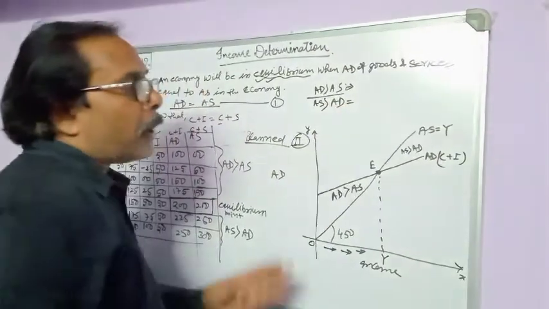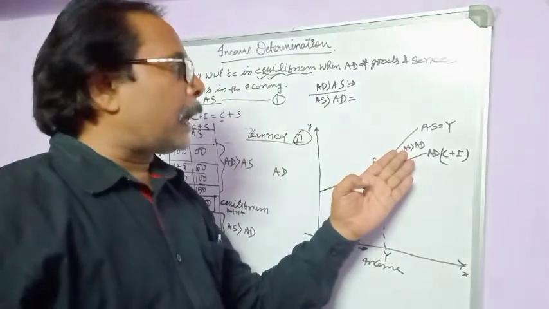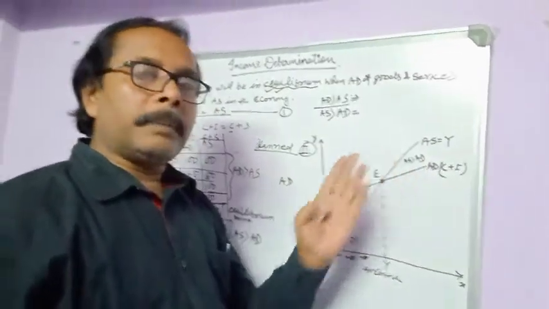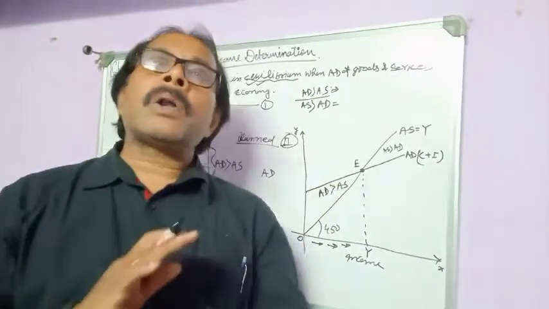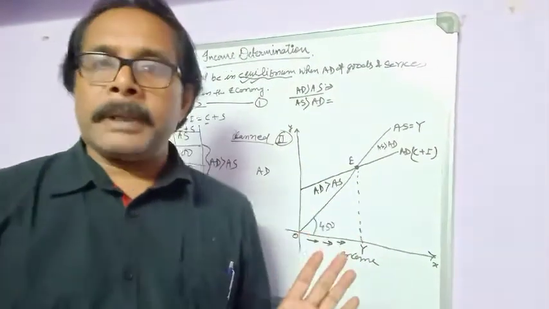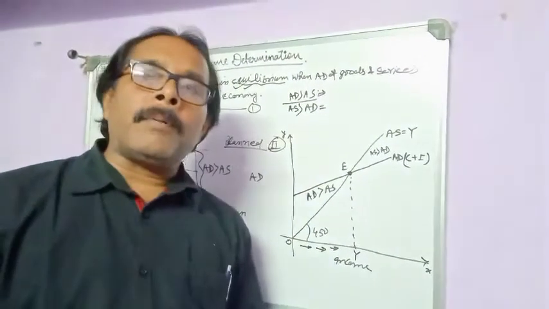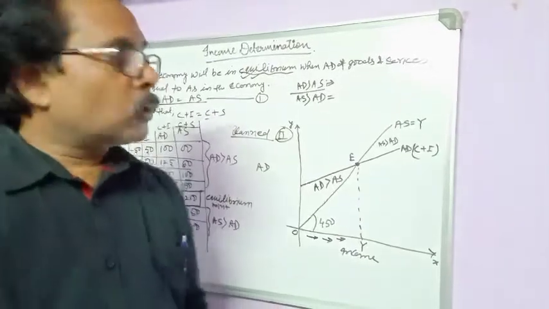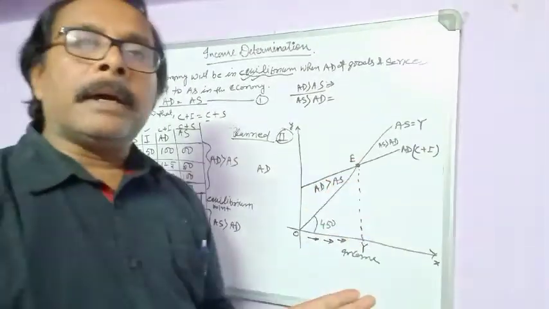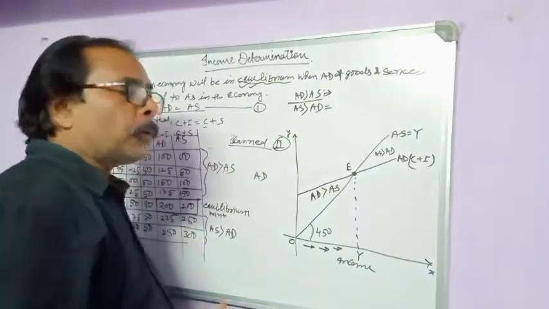If we discuss AS is greater than AD, then what do we find? We find that AS, meaning aggregate supply, is more than aggregate demand. It means the firms and the households are not spending their money. As a result, it has created the problem of unwanted inventory stocks. So in the coming year, the producer will try to produce less.